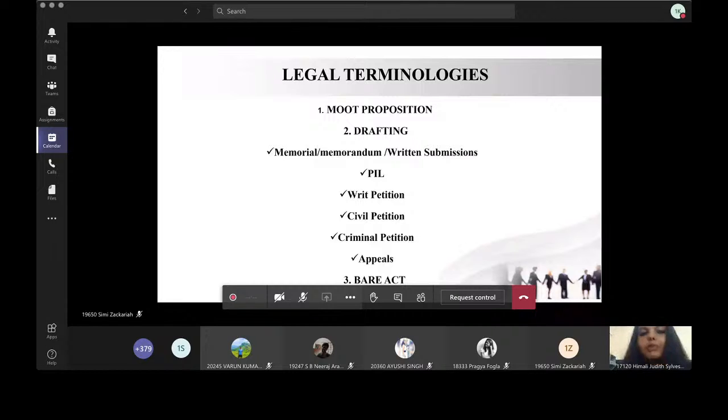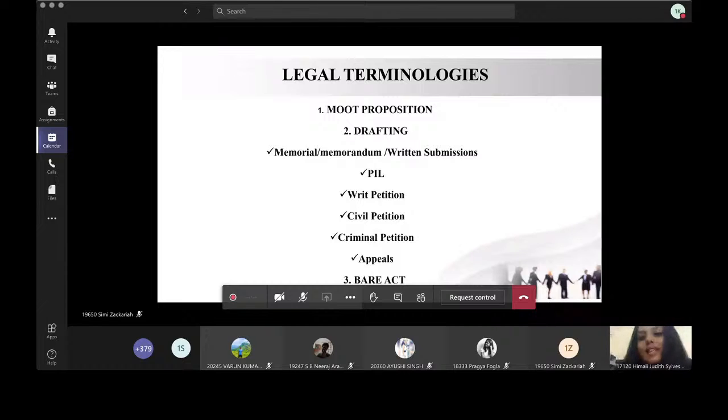So now we move on to the next terminology, which is important, which is the Bare Act. Bare Act is basically the act which just states provisions of the act, and there's nothing more in it. So it has exact words that are there in an act, and it's compiled in the form of an edition or a book.